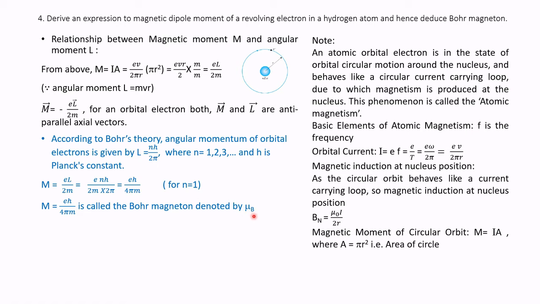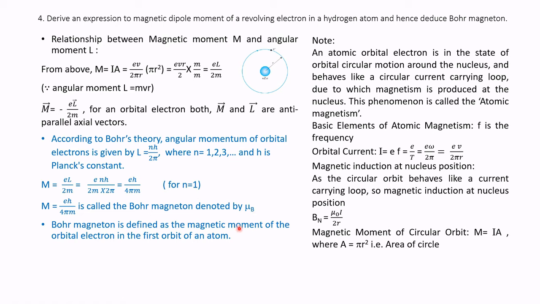That is magnetic moment M. Bohr's magneton is defined as the magnetic moment of the orbital electron in the first orbit. You please note, the first orbit.